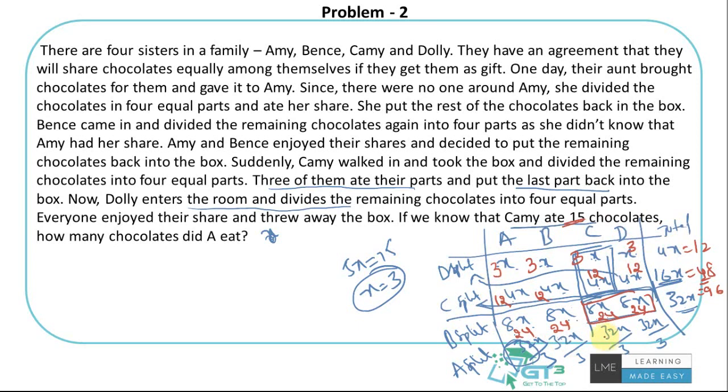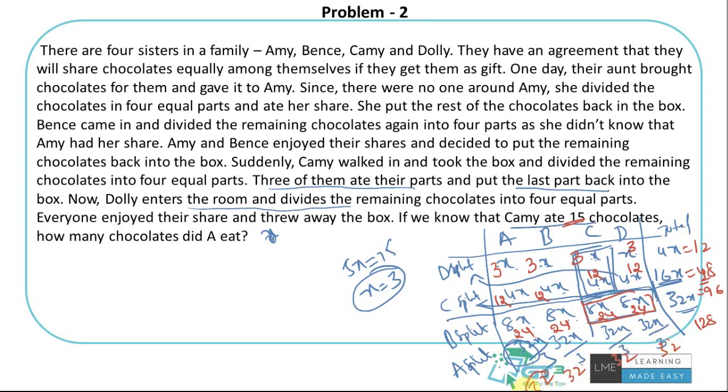So one step before would be what? B saw 96 chocolates. What would that be? That would be generally 32, 32, 32 and 32. So A basically split 32, 32, 32, 32. That is what? 128 chocolates. Okay, aunt gave her 128 chocolates. She saw it. She split them into 4 parts, that is 32, 32, 32 and 32.